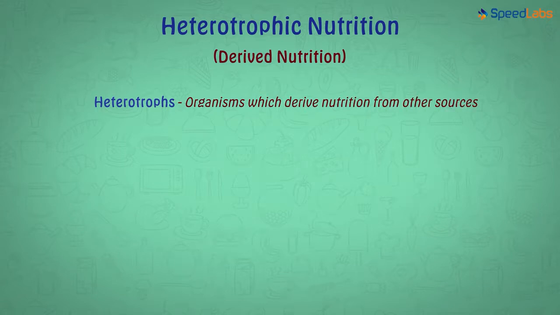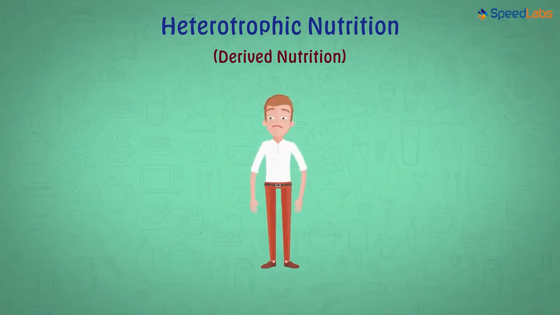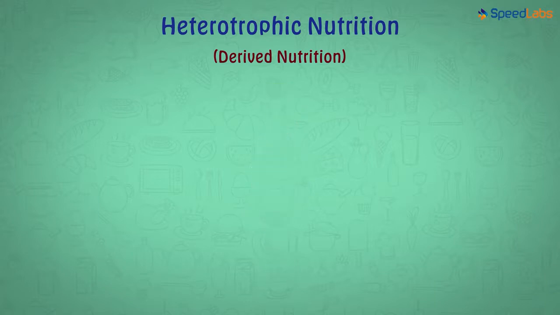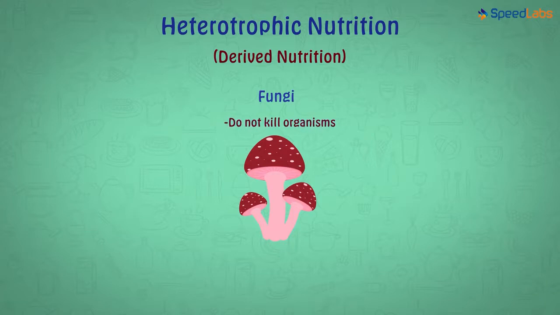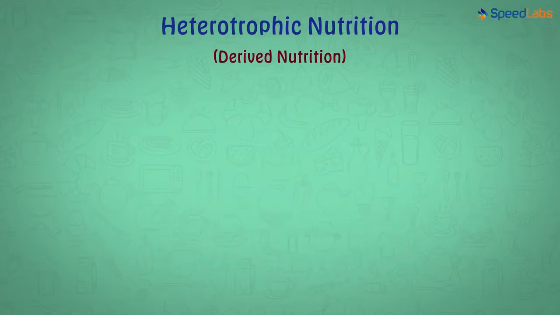So apart from animals, can you think of some organisms which thrive on other organisms? Think for a moment. Yes, several types of fungi can be included in this category. But we know that fungi do not kill the organisms. Instead, they derive nutrition from the dead and decaying organic matter. So this gets us to the fact that all heterotrophic organisms can also be classified into different types.